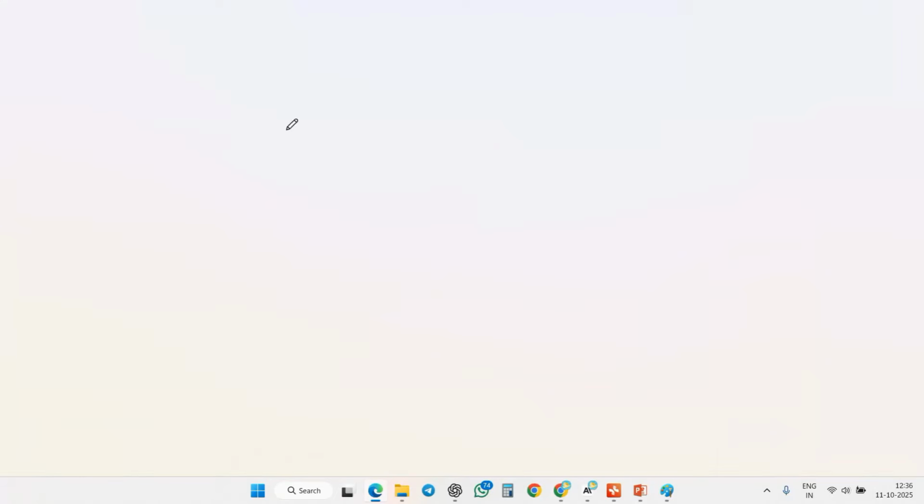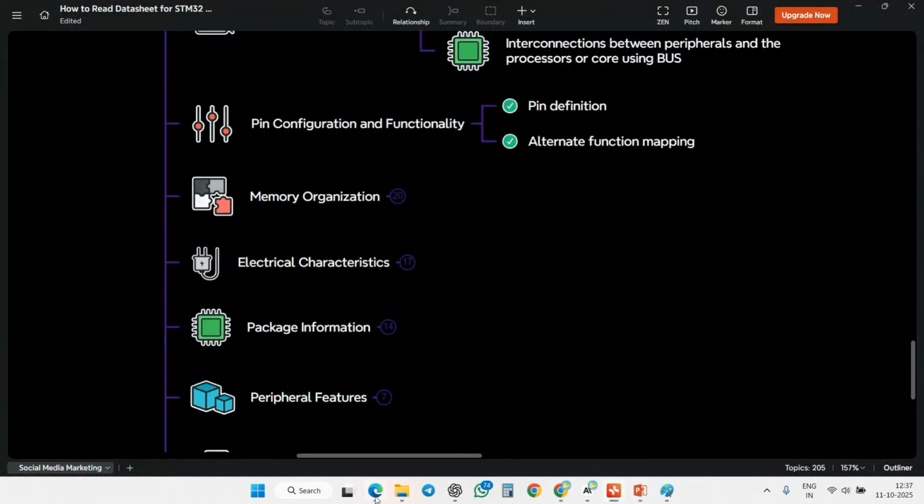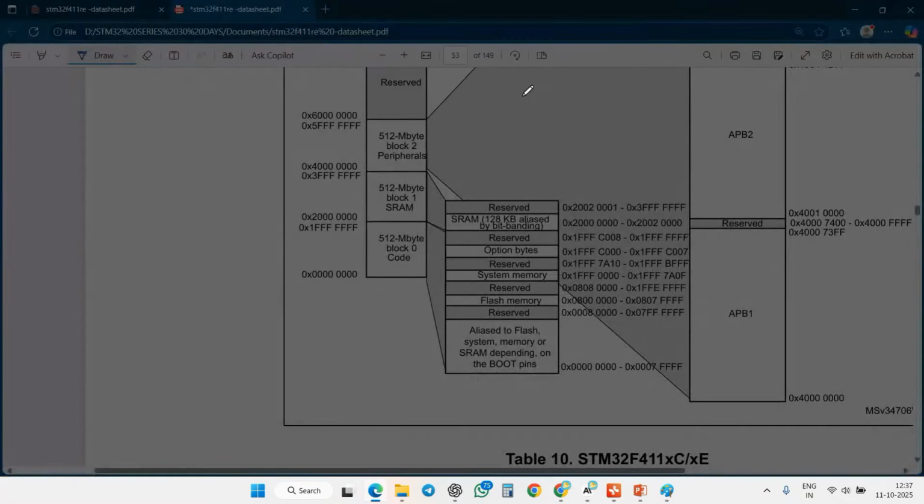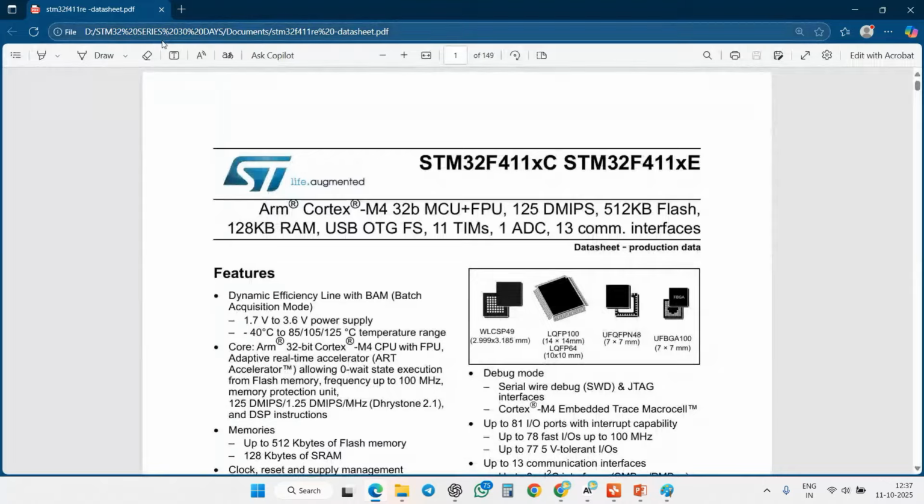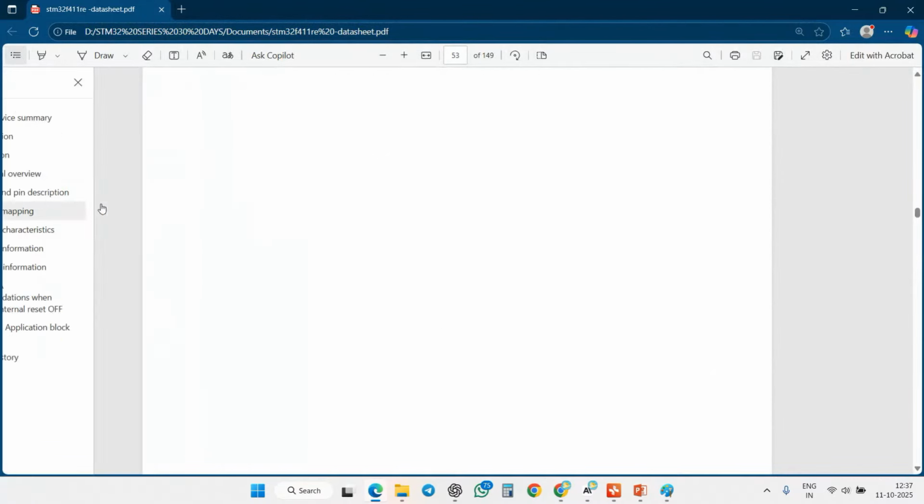Some lag is going to happen, guys, so wait a minute. We'll discuss the memory mapping.